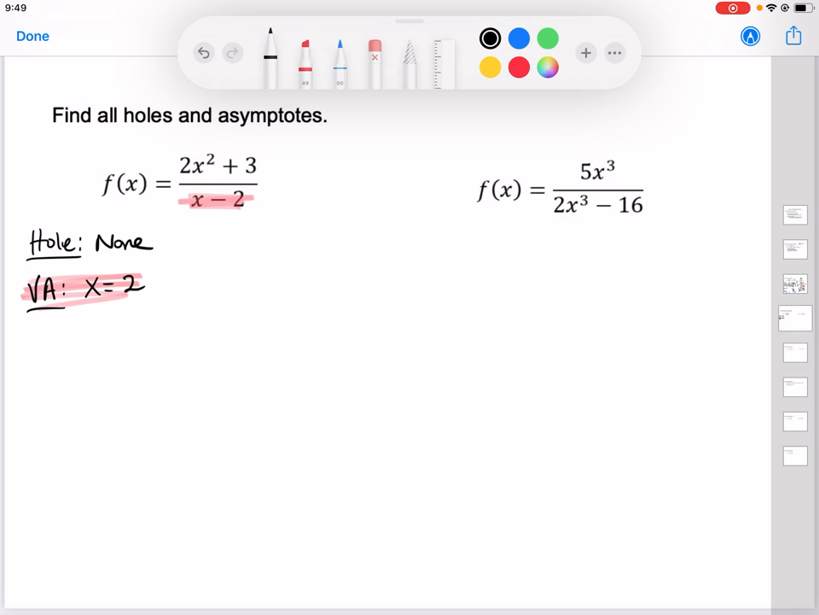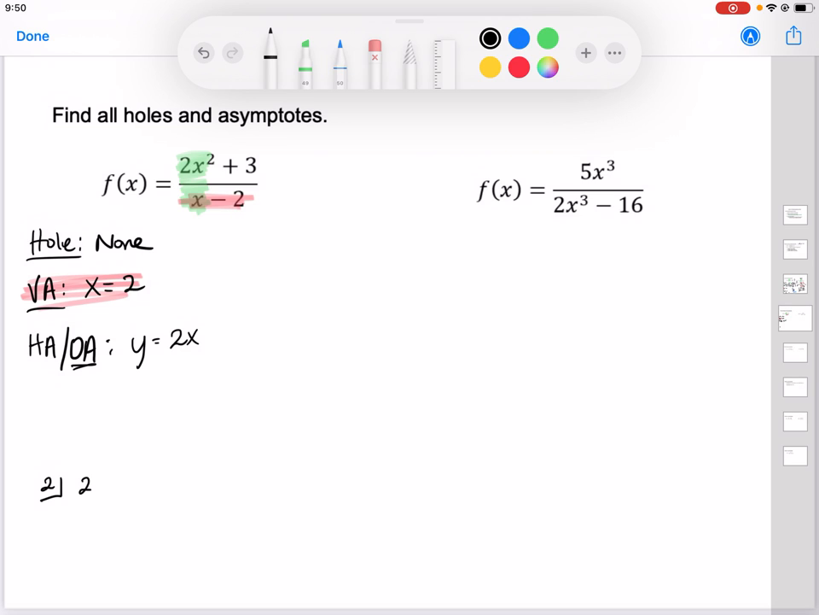And then horizontal or oblique. So remember that quick trick I just mentioned. You're taking the first terms. In this case, 2x squared divided by x is 2x. That tells us automatically it's going to be oblique, and we do have to keep going. So we're going to have to do our synthetic division or long division, depending.